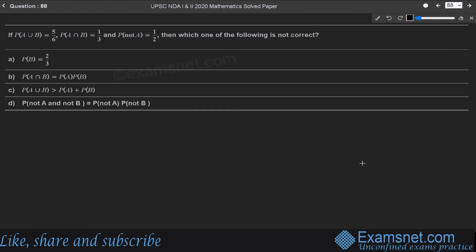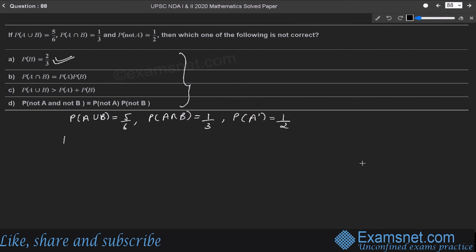Next question is, if P of A union B is equals to 5 by 6 and P of A intersection B is equals to 1 by 3 and P of not A, means P of A dash, is equals to 1 by 2, then which of the following is not correct? Means among these four statements we have to find the statement that is not correct. So first let us see the first statement. First statement says that P of B is equals to 2 by 3. So let us find the value of P of B.